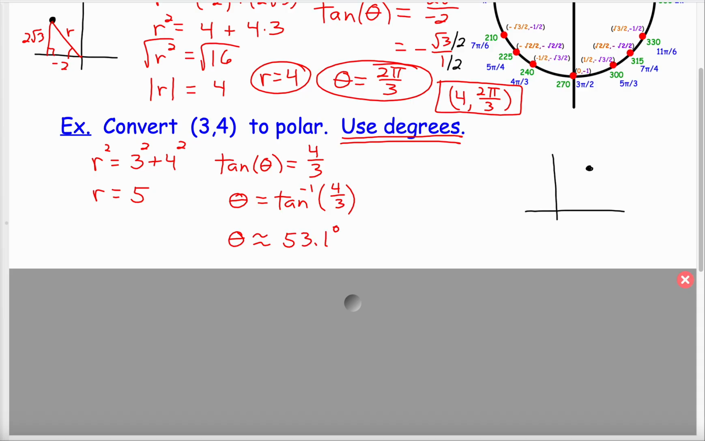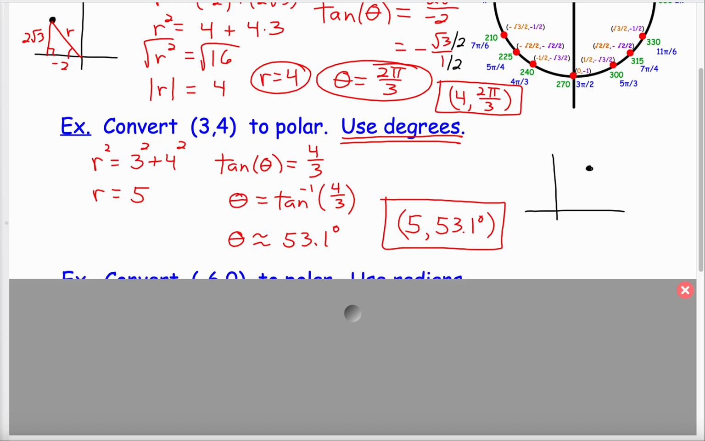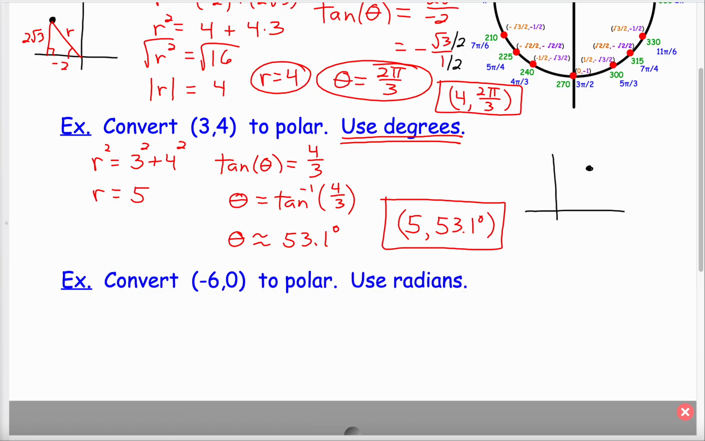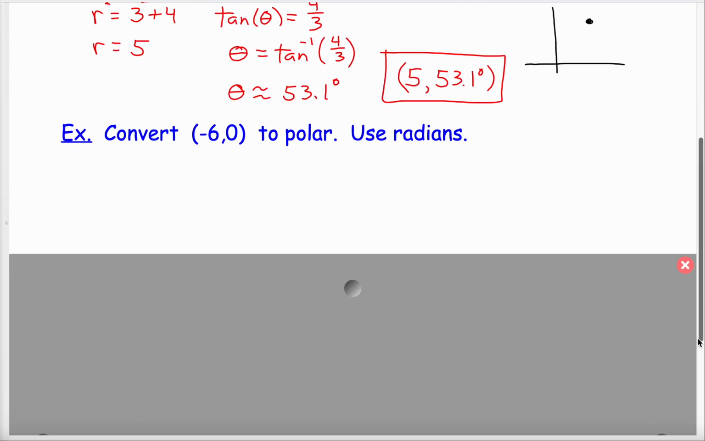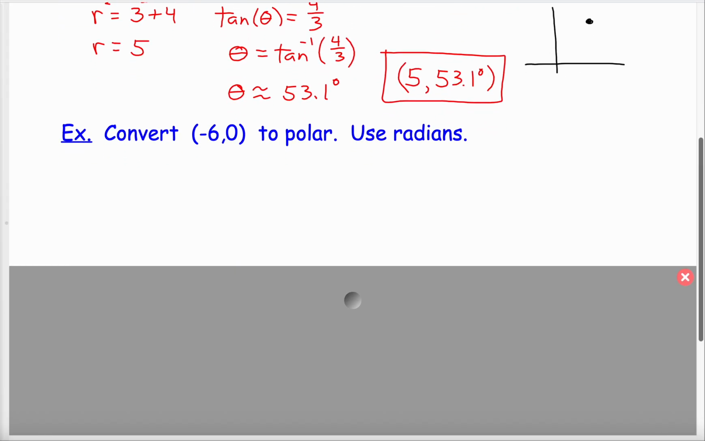So final answer, I had the rectangular, my polar coordinates are 5 comma 53.1 degrees. And there we go. So once you do a couple of these, you get the hang of it. It's pretty easy, pretty straightforward. Why don't you try to hit pause and work on this next one, and then come back and see how you did.